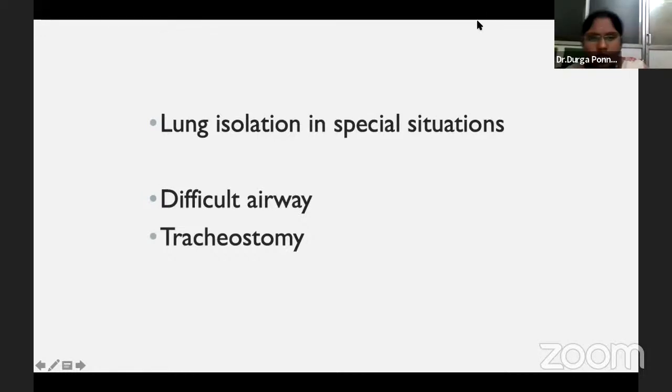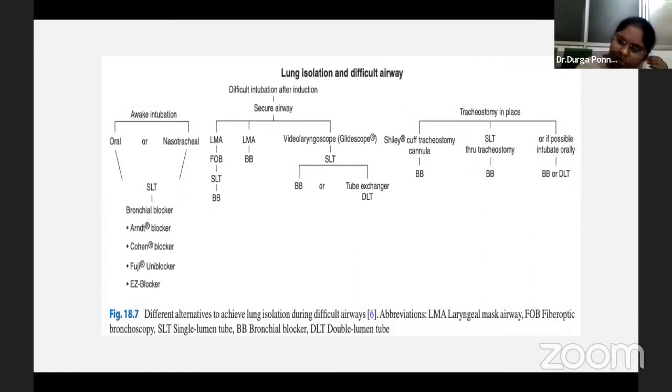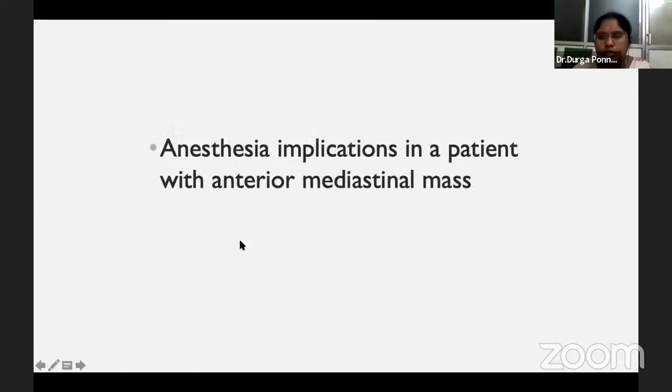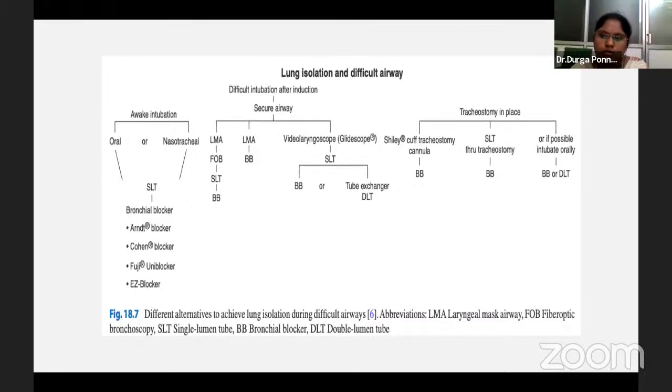Durga? Yes, sir. In case of special conditions like difficult airway, we can use awake fiber optic bronchoscopy. In difficult airways, in case of hemiglossectomy, hemimandibulectomy, or any oral CA with pharyngeal mass, we can use awake fiber optic bronchoscopy. If oral intubation is not feasible, we can try nasotracheal intubation through the fiber optic bronchoscope. If the difficulty in isolating the lung is already anticipated, then definitely you can use awake intubation and you can put the blocker.